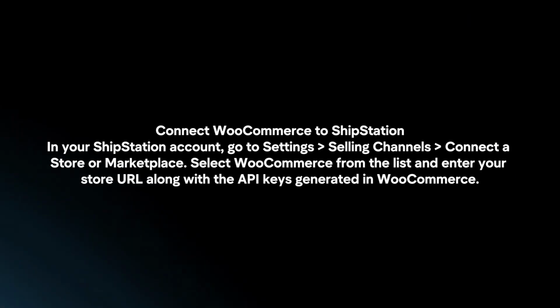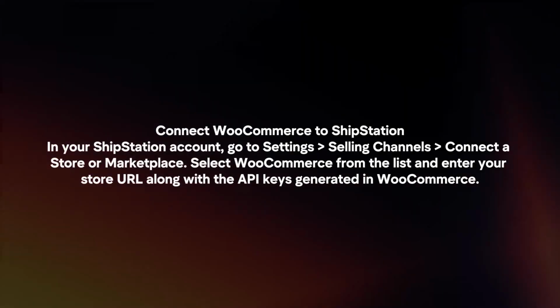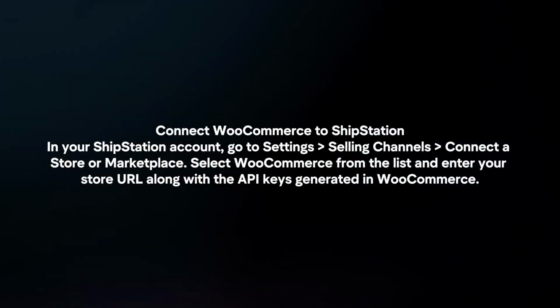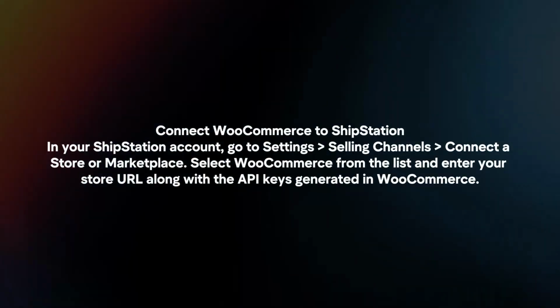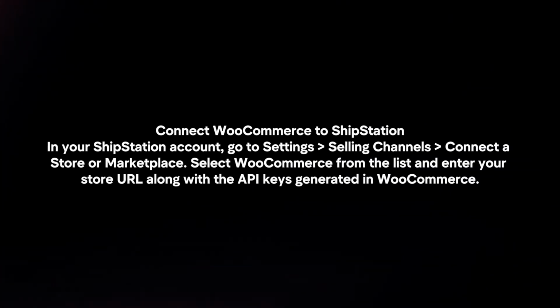Connect WooCommerce to ShipStation. In your ShipStation account, go to Settings, Selling Channels, connect a store or marketplace. Select WooCommerce from the list and enter your store URL along with the API keys generated in WooCommerce.